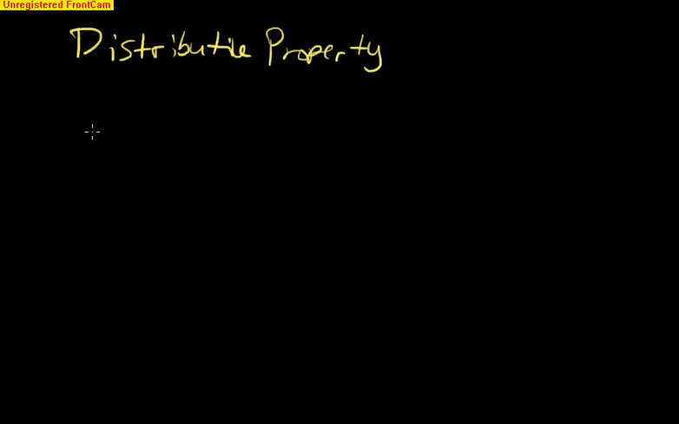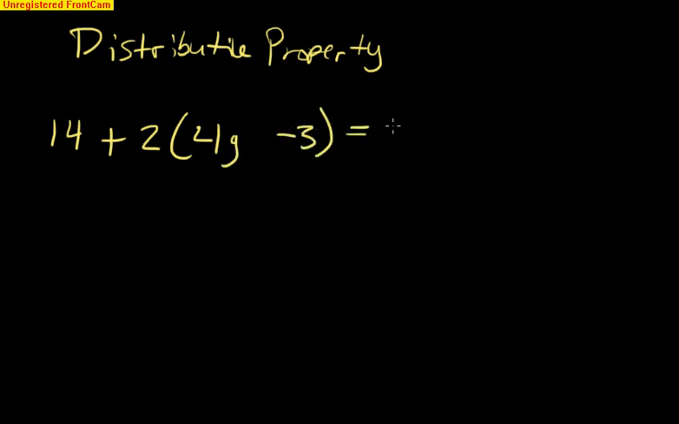For example, we have 14 plus 2 times 4g minus 3 equals 40. With this distributive property problem, I can see that I have these like terms. I have a number here, I have a number here, I have a number here, and a number here. And I want to get them together.